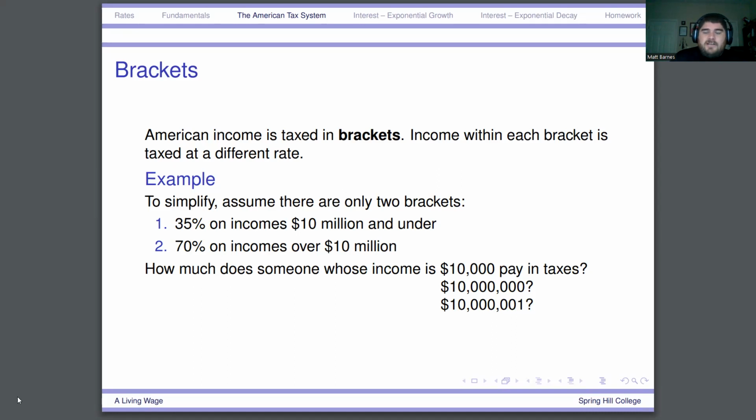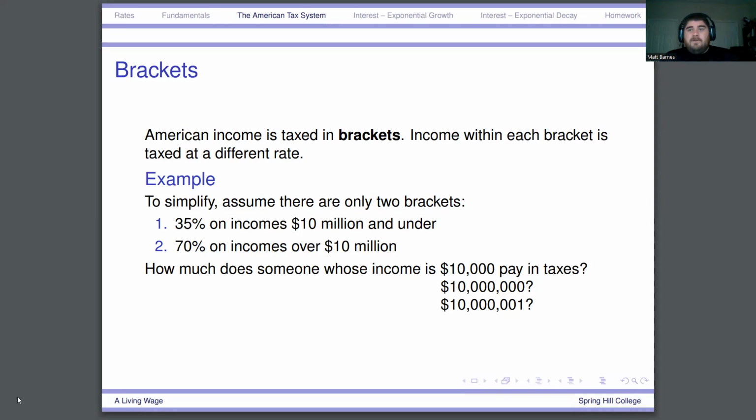Now, what about 10 million? Well, if we look at our tax bracket here, it says 35% on incomes 10 million and under. So that's including 10 million. So even at 10 million, we're still paying 35%. So we do the same thing, 0.35 times our $10 million, and then that comes out to $3,500,000.